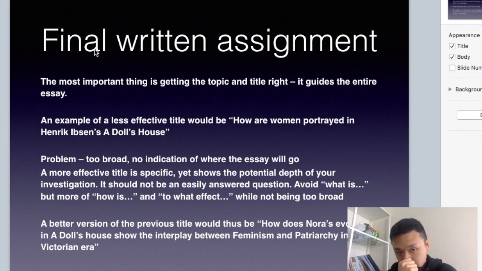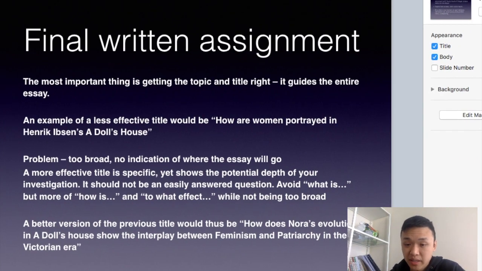So what's a good topic? A good topic should be focused on a specific aspect in the writer's choice. Okay, so for example, maybe you want to talk about how the writer portrays female in a very detailed way. So your topic needs to work as a written assignment.